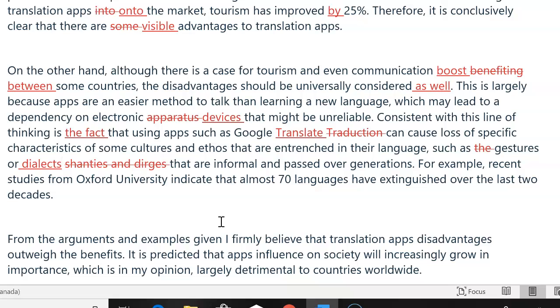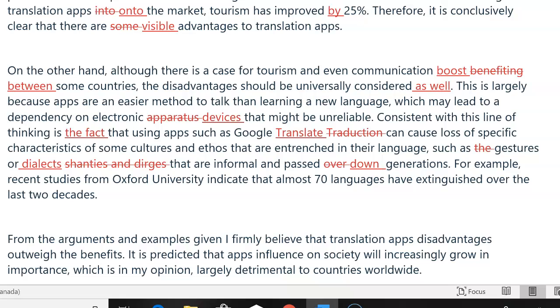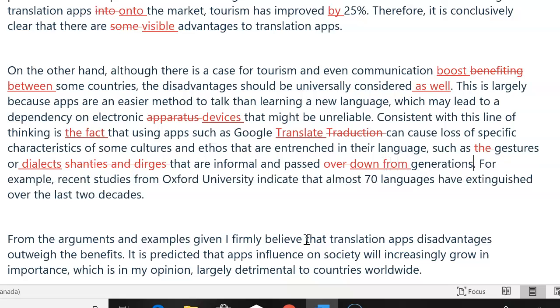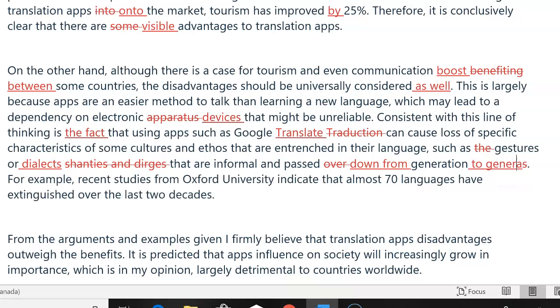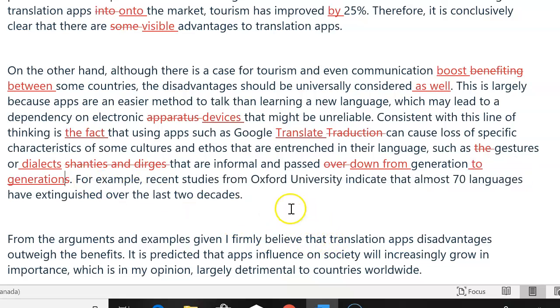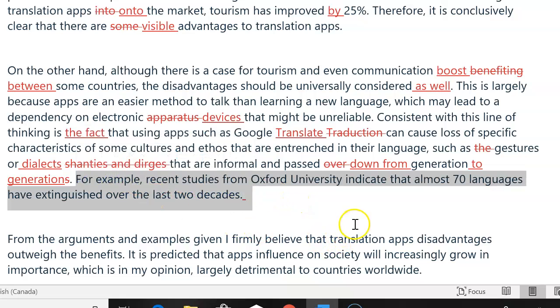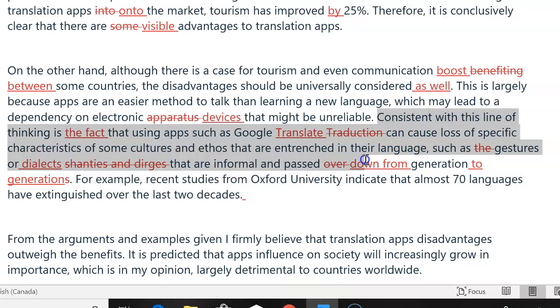Gestures maybe, I don't even know, but no, not this. Check out in the dictionary what these words mean, and you will discover that you are not using them accurately here. By formal and passed down from generation to generation. For example, recent studies from Oxford University indicate that almost 70 languages have extinguished over the last 2 decades. Wait a second. This example does not quite support the logic of don't use Google Translate.